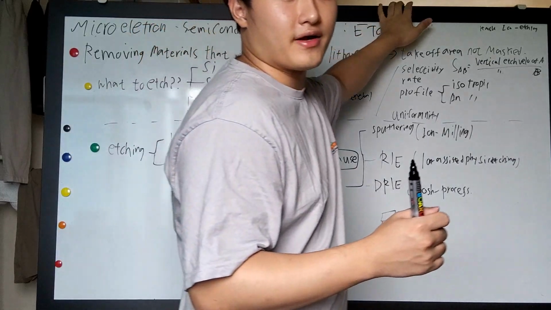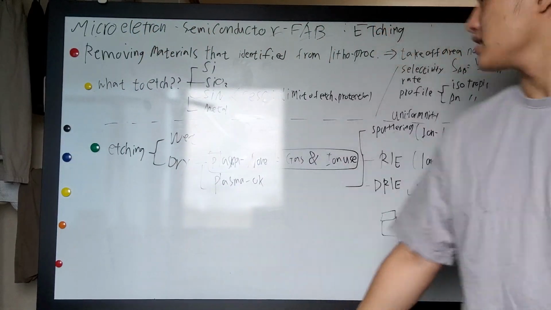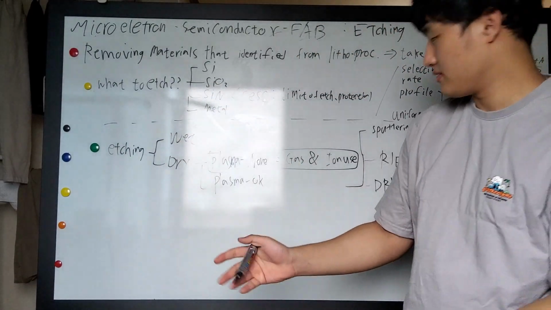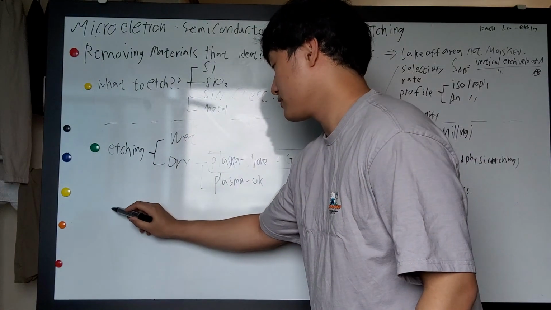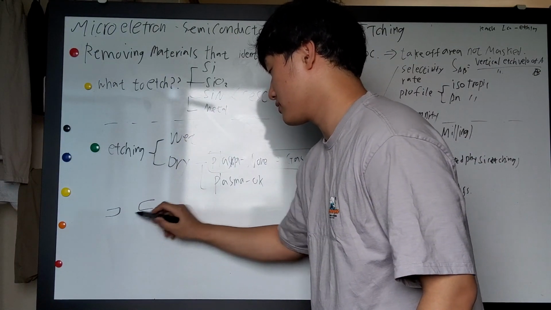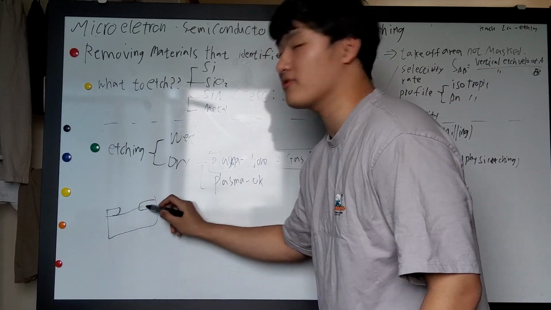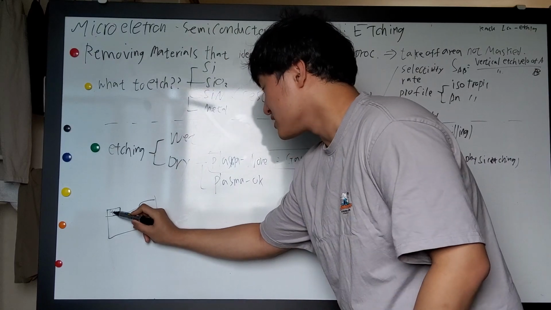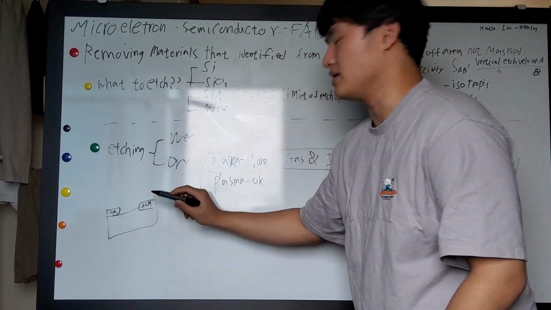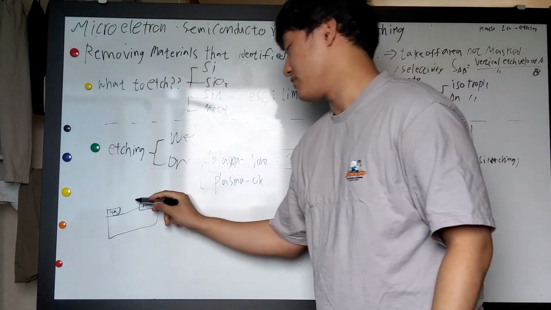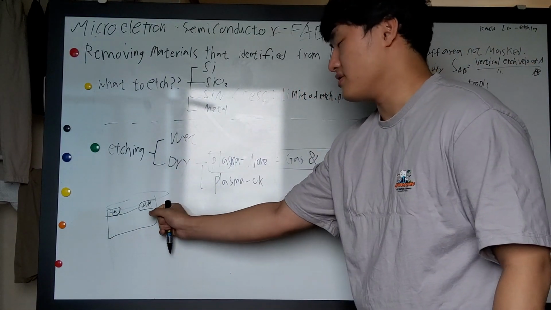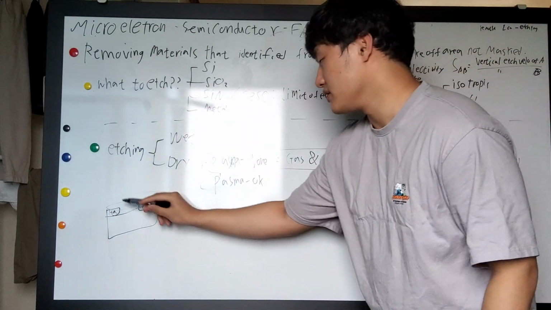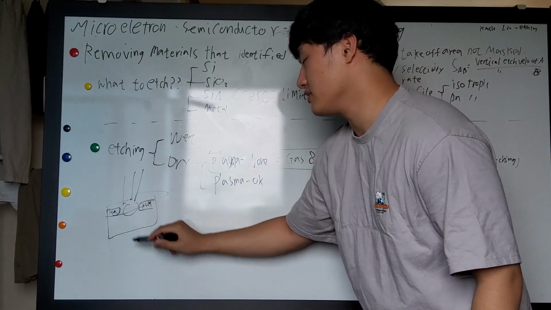There are two profiles of etching. First, isotropic, which is all-around cutting. As an easy example, here is a hard mask, and let's assume the hard mask is not attacked by the etching process. So let's start etching here, at the center.